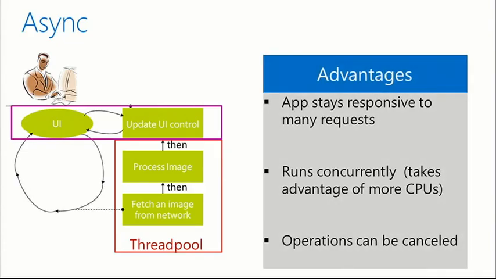Okay? The advantages are simple. The app stays responsive to multiple requests. You can run concurrently, and you can take advantage of multiple CPUs. And operations can be canceled anytime. So if the user says, I'm no longer interested in this operation, I want the ability to be able to say cancel it.